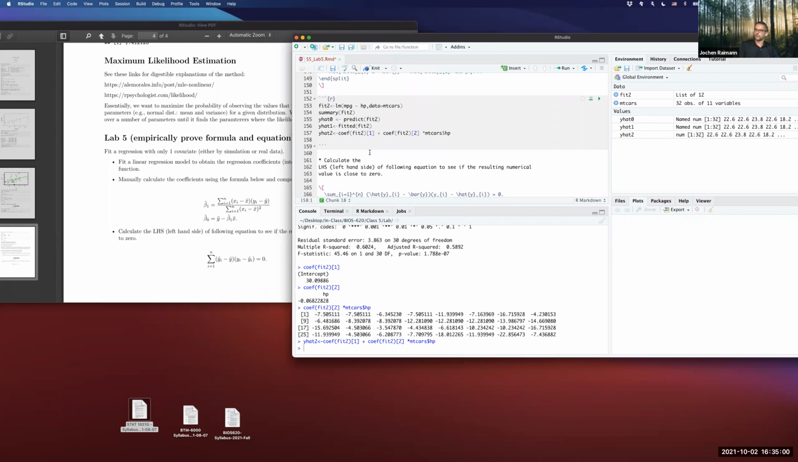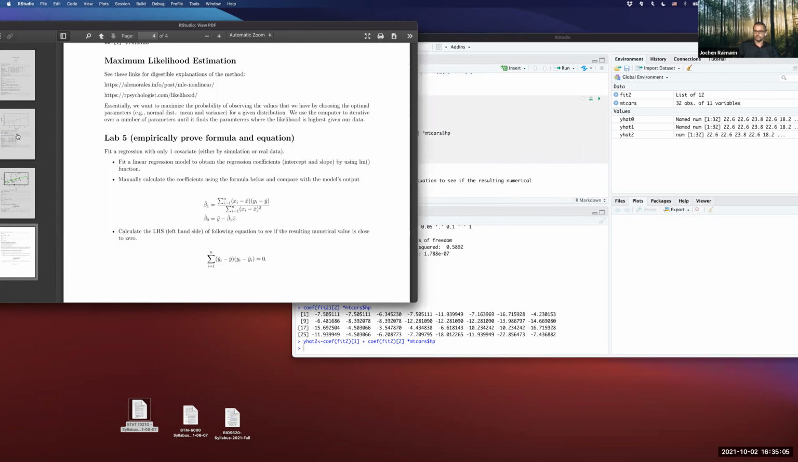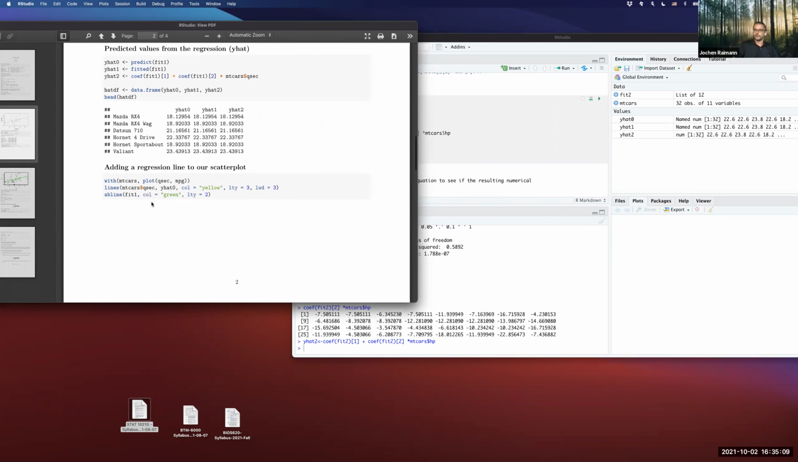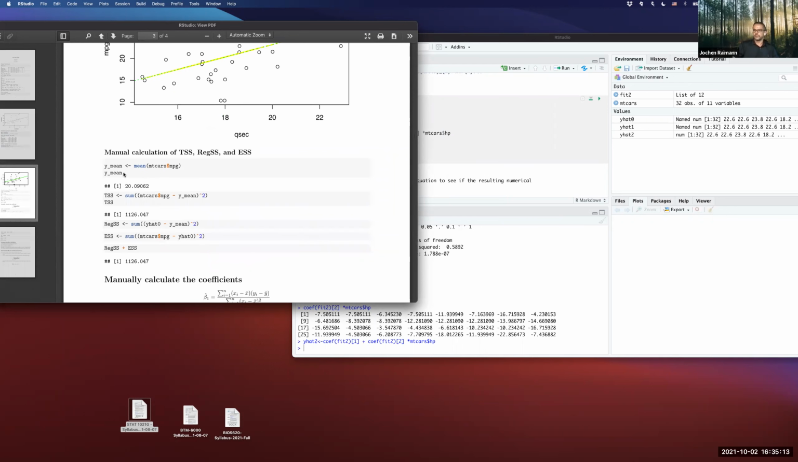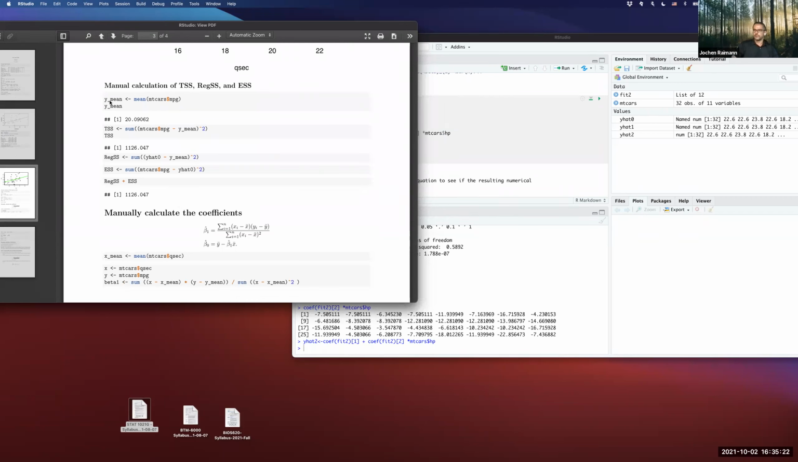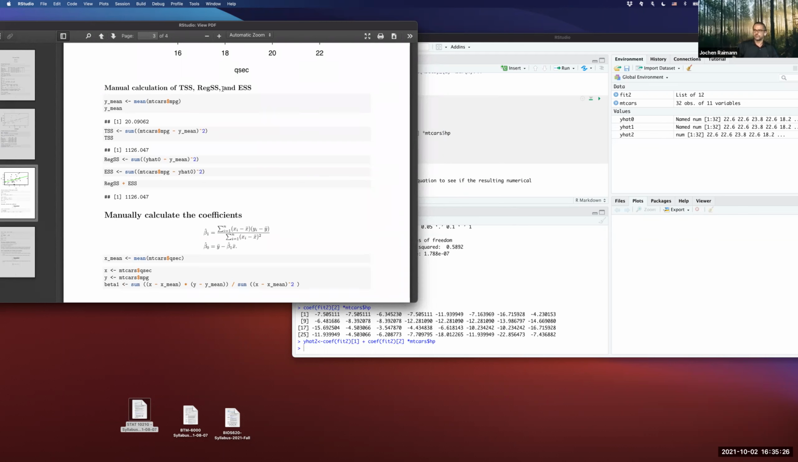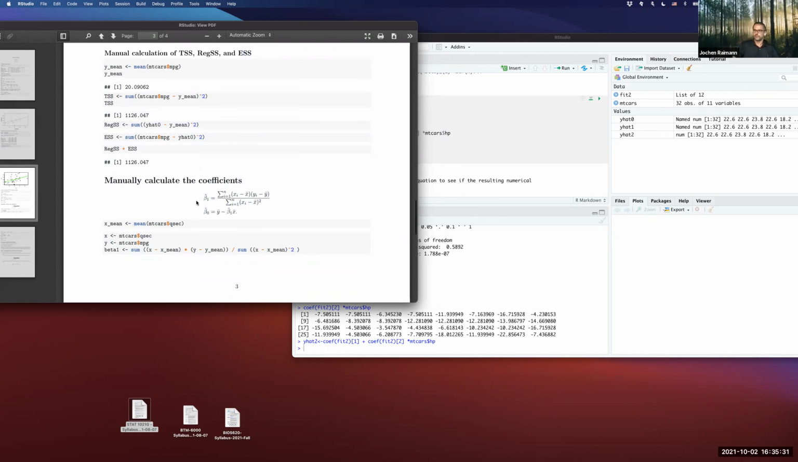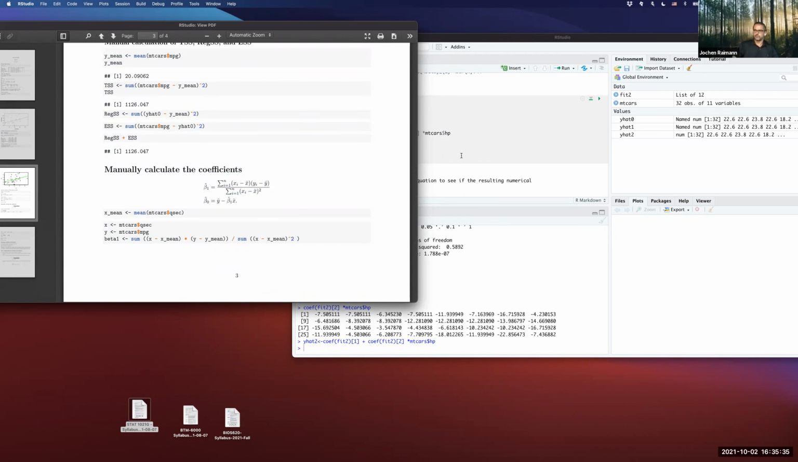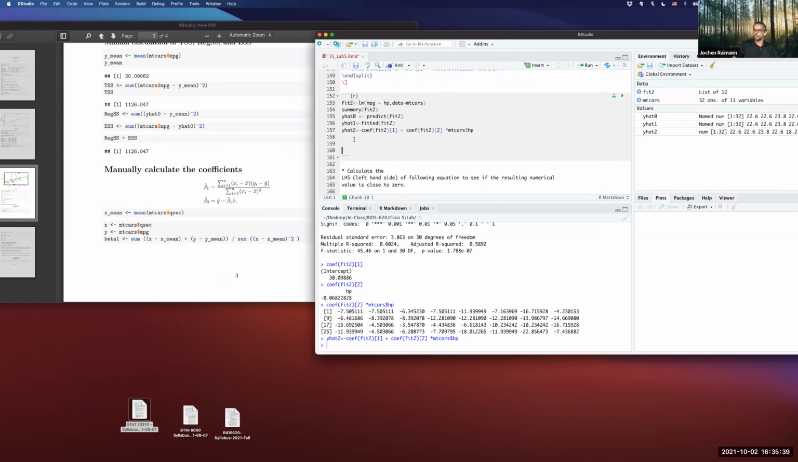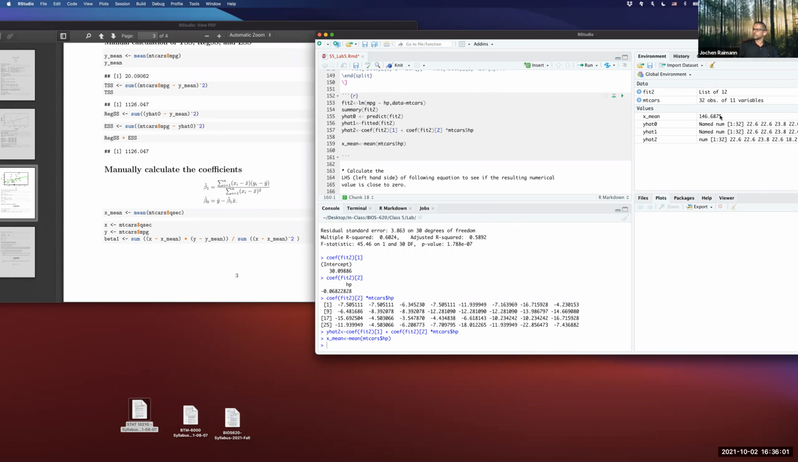So if we're calculating now beta 1, we are getting here a y mean. This is the calculation of the total sum of squares, the regression sum of squares, and the residual sum of squares. If we are to calculate the coefficient by hand, we need to calculate the mean, which is x mean, the mean of mtcars horsepower, which is here 146.6875.